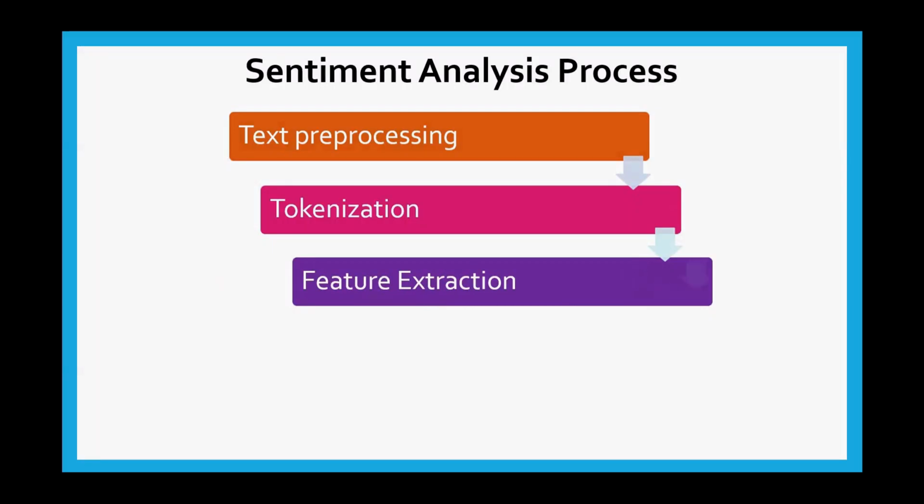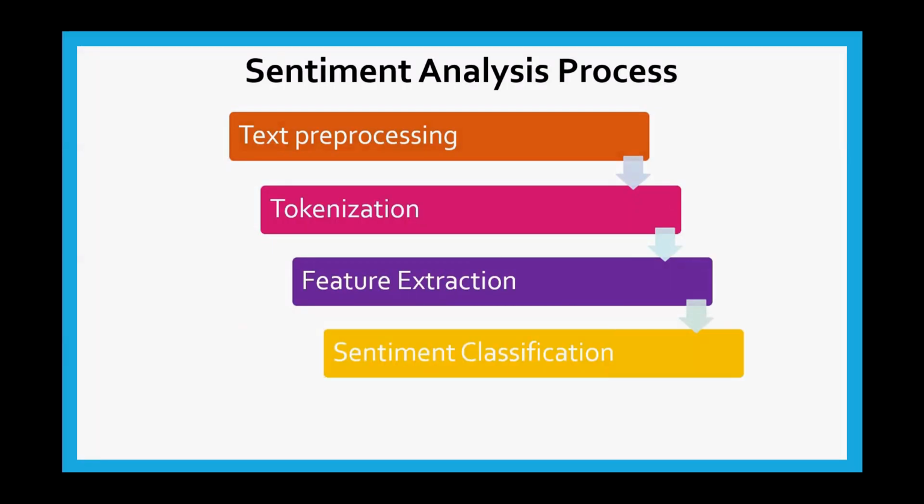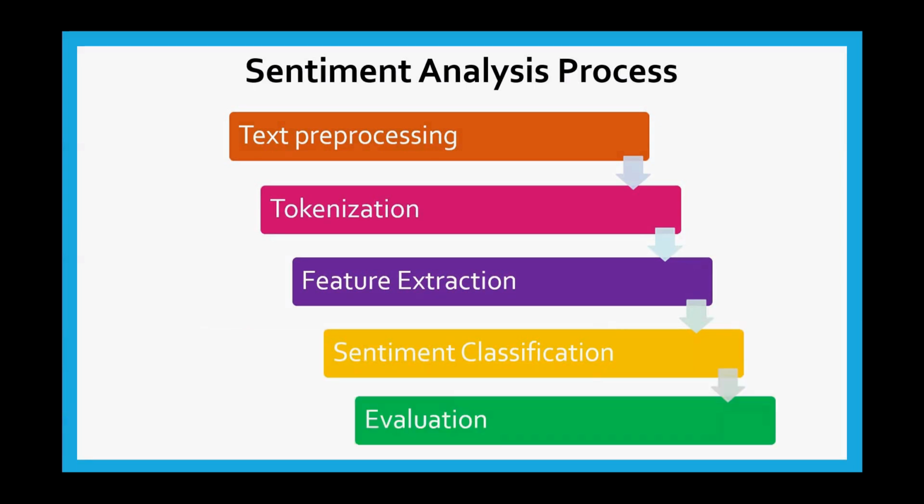The most important step is sentiment classification. Classify the sentiment of each text using machine learning algorithms or pre-trained models. This can be achieved using supervised learning. The last step is evaluation. Here the performance of the sentiment analysis model is assessed using metrics such as accuracy and precision.